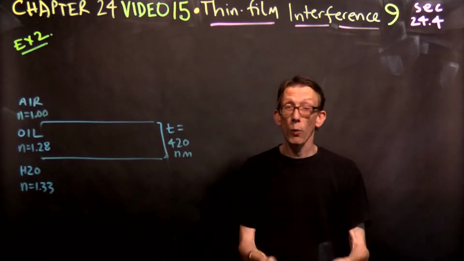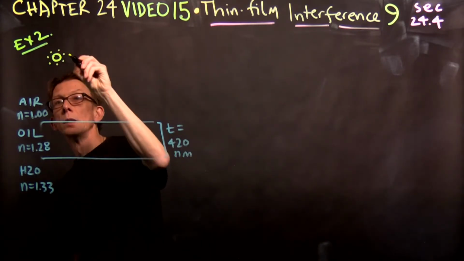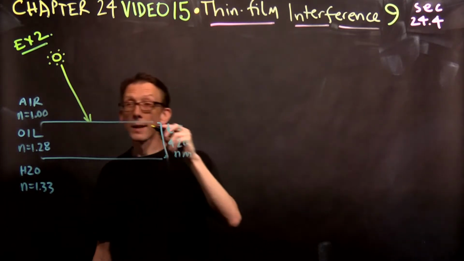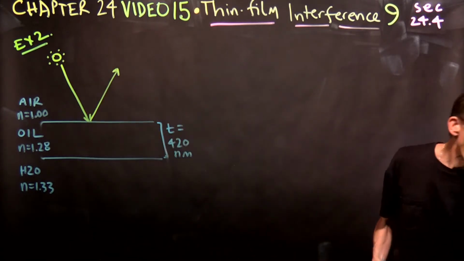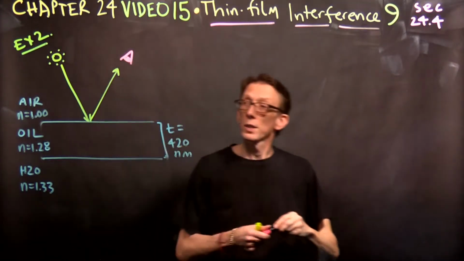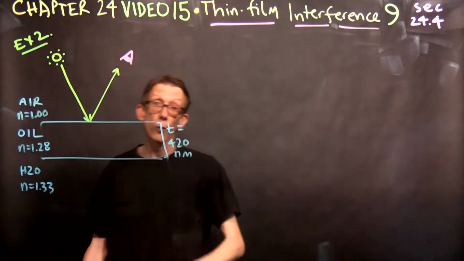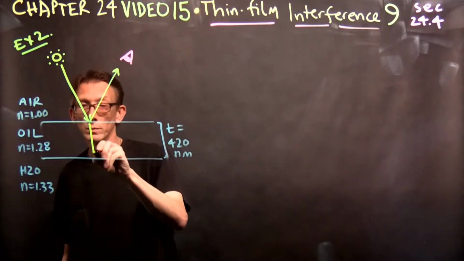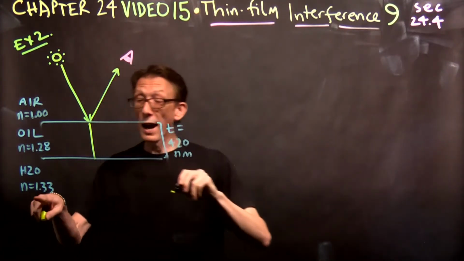The sun is shining down on it, which is white light. Okay, so there's the sun, sun shining on it, white light. Some of that light gets reflected back up, and here we are, the pink disembodied floating eyeball, looking down at this. Some of that light gets reflected immediately up off the oil, which has an index of 1.28. Some of that light refracts down into the oil, and some of that reflects back up off the water, which has a higher index of 1.33.